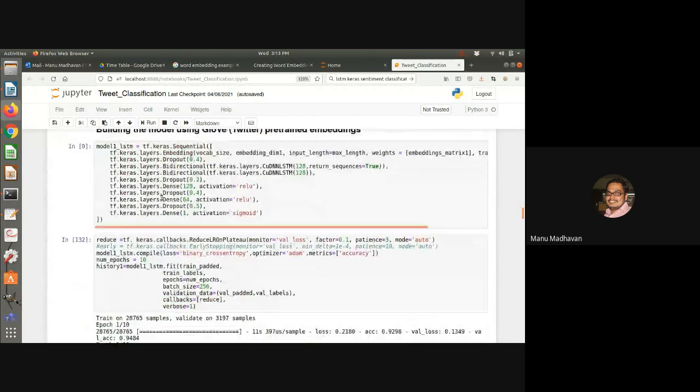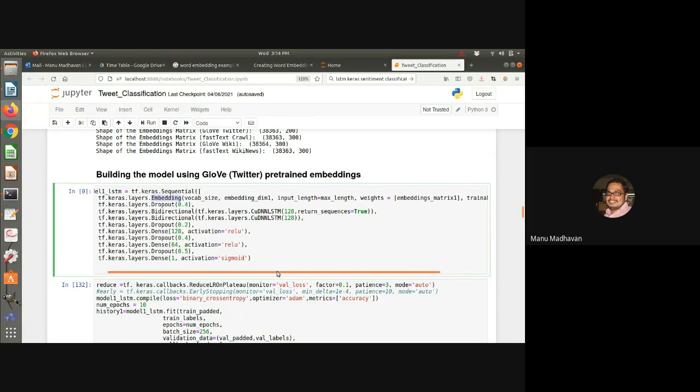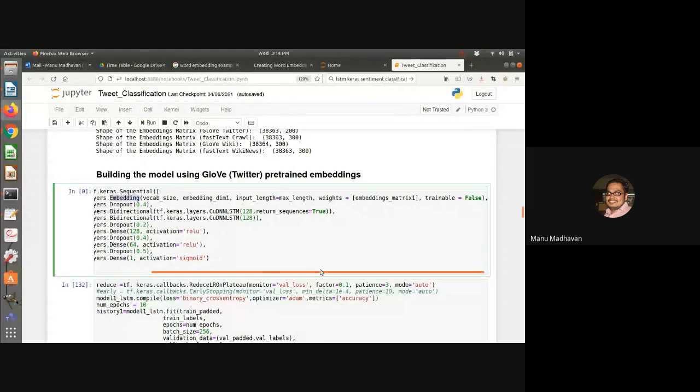What we can do is build the model using GloVe data, which is trained on Twitter data, a pre-trained embedding. We can use that embedding directly in our model, and the later part is the same. If you remember the text classification using LSTM program, we used an embedding layer in which we specified the embedding. Instead of using a general embedding learned from the document, we can specify the weights we are going to use.